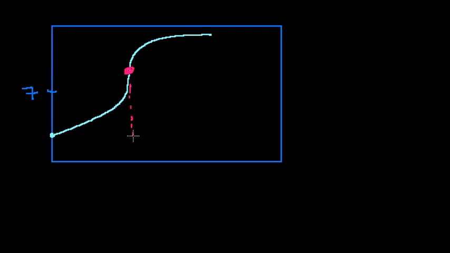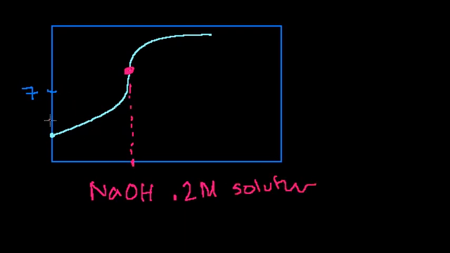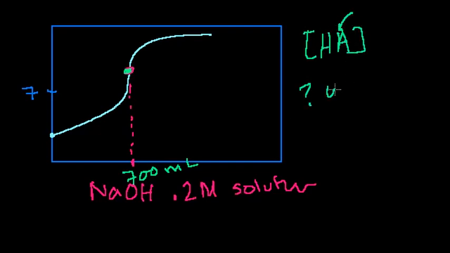And let's say our reagent that we were adding is sodium hydroxide, and let's say it's a 0.2 molar solution. And this is the point that we added. I've been using round numbers, so I'll use 700 milliliters of sodium hydroxide as our equivalence point right there. So the first question is, how much of our weak acid did we have? So what was our original concentration of our weak acid? This is just a general placeholder for the acid.